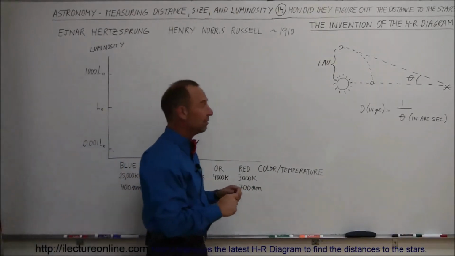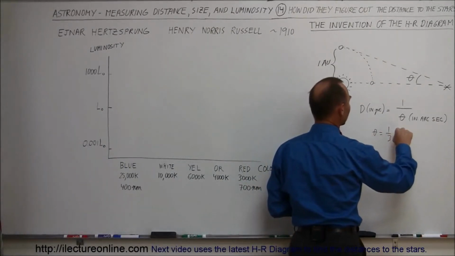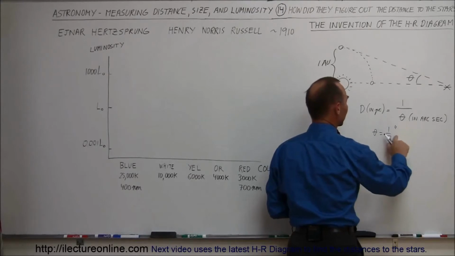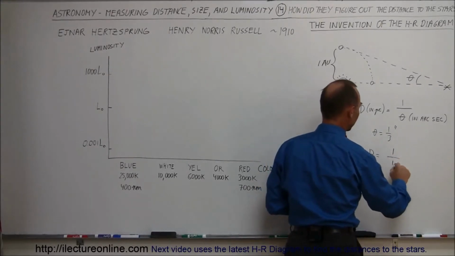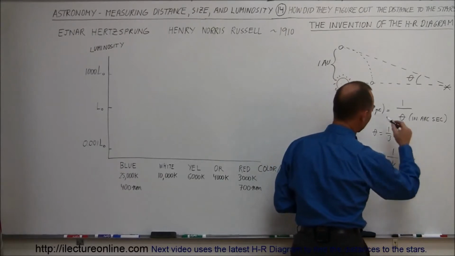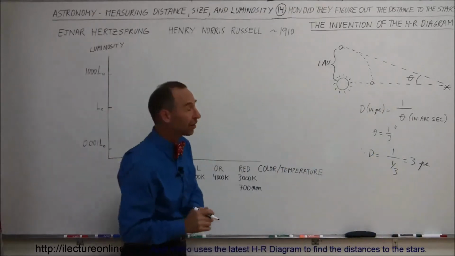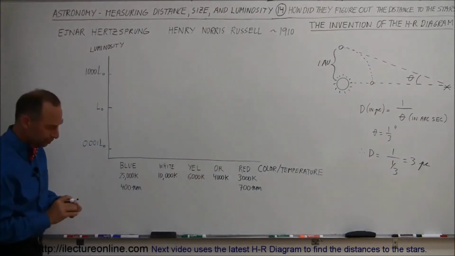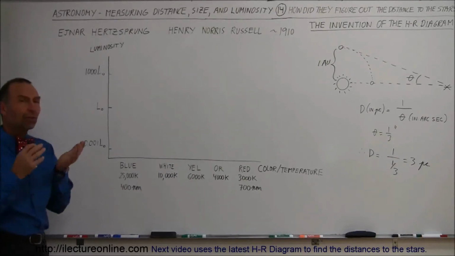For example, if let's say theta was equal to 1/3 of an arc second, so the arc second symbol is like a double line like that, and therefore the distance would be equal to 1 over 1/3, which is equal to 3, and of course the units would be parsec, where a parsec is 3.26 light years, so it would be about 10 light years. So they were actually able to figure out the distance to the nearest 100 stars.